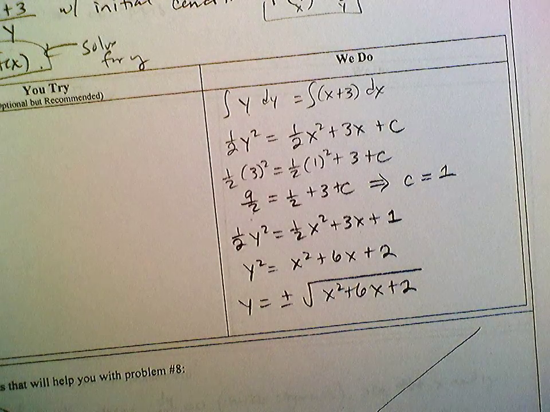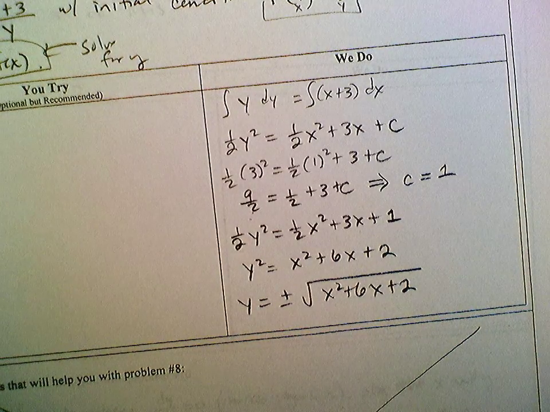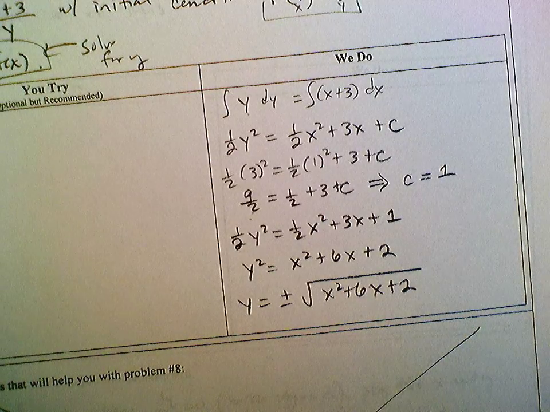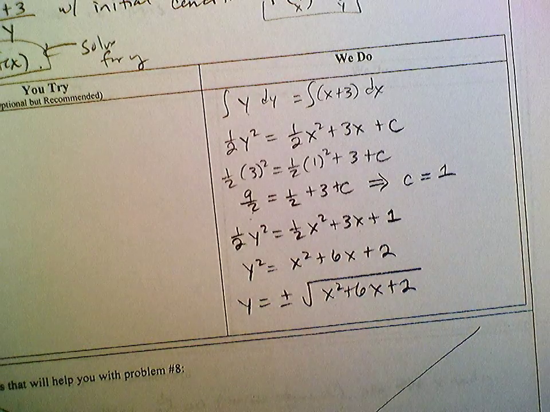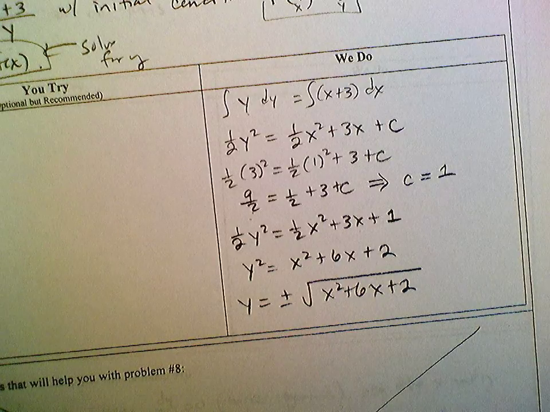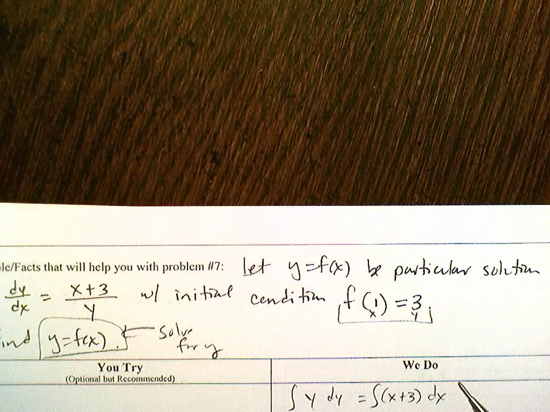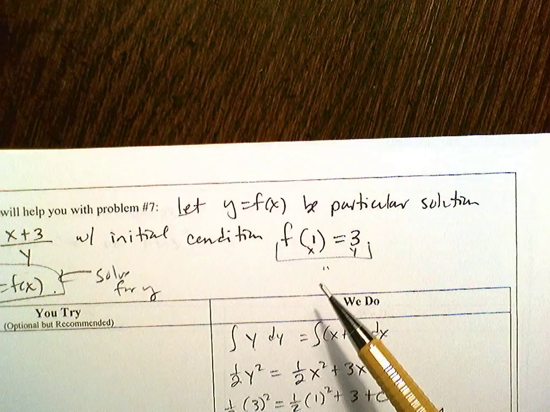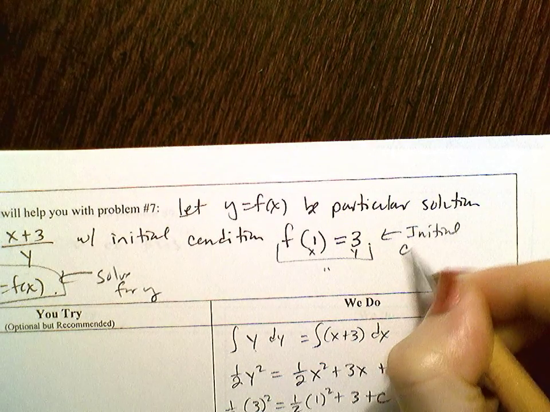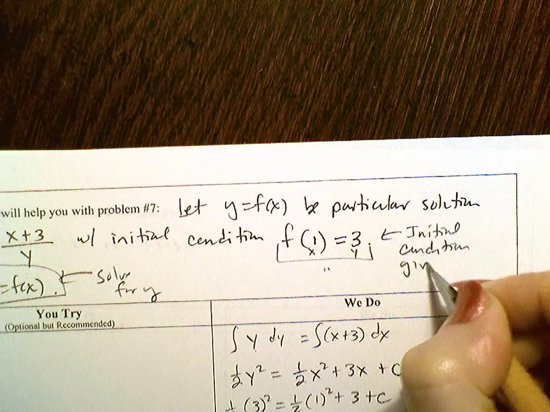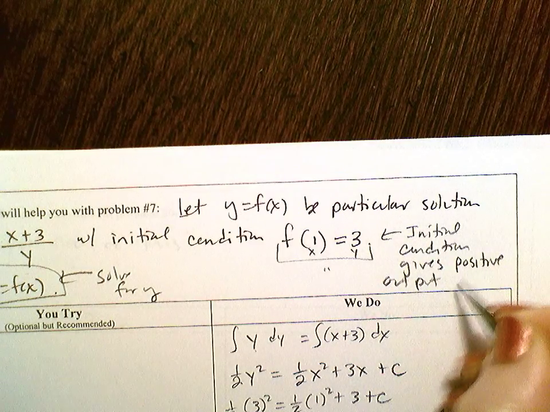Now here's the tricky part. You can't have two equations. The plus and the minus are two separate functions, and together they're not a function at all because it wouldn't pass the vertical line test. So the question is, is it the positive or the negative function? And that's when you look at your initial condition. The initial condition gives a positive output.